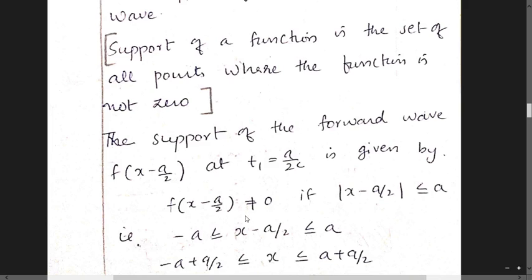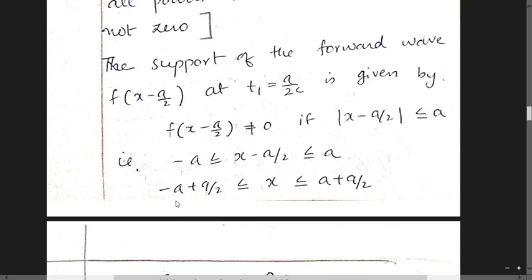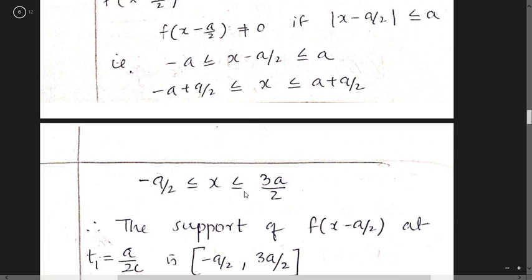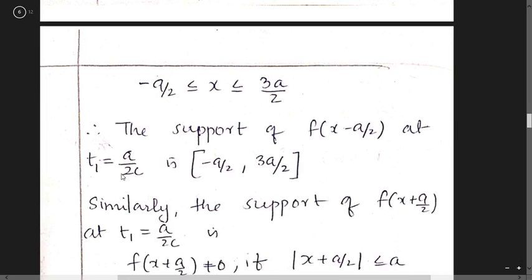So f of x minus a by 2 is not equal to 0 if mod x minus a by 2 is less than or equal to a, that is, minus a less than or equal to x minus a by 2 less than or equal to a, which implies minus a plus a by 2 less than or equal to x less than or equal to a plus a by 2, that is minus a by 2 less than or equal to x less than or equal to 3a by 2. So therefore the support of f of x minus a by 2 at t1 is the closed interval minus a by 2 to 3a by 2.